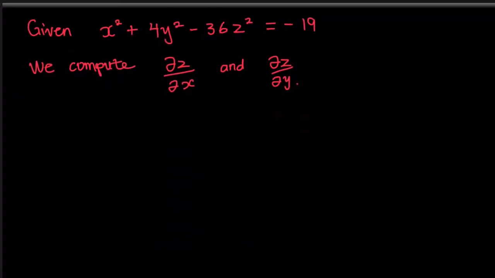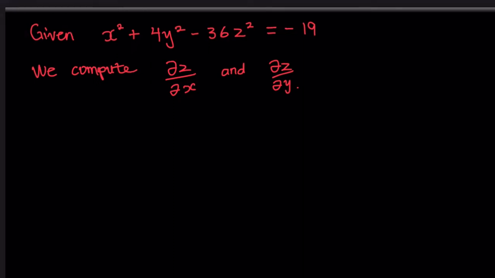To compute del z del x, our focus should be on the z and the x variables. Thus, all other variables will be treated as constants in this case. So here y is going to be treated as a constant, right? So now differentiate the function term by term.